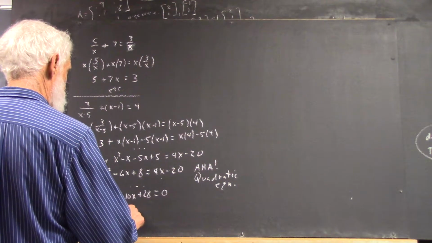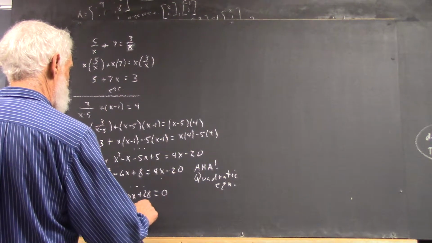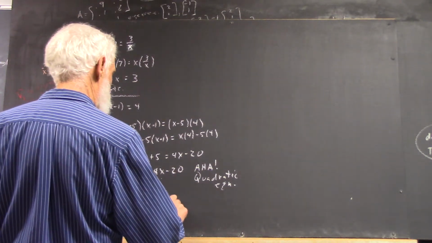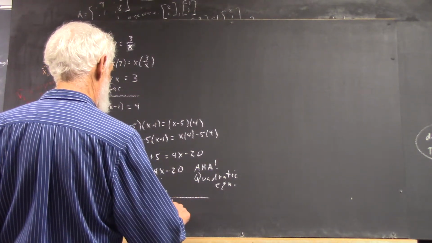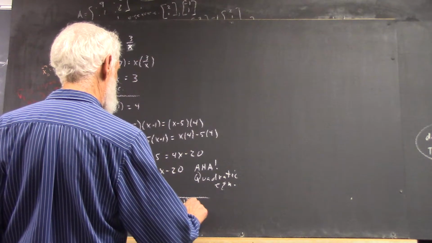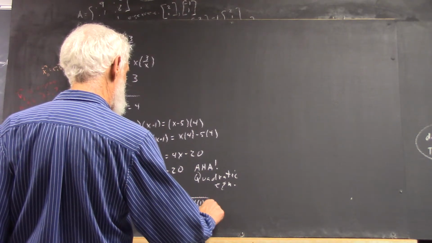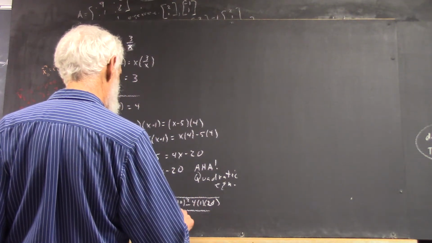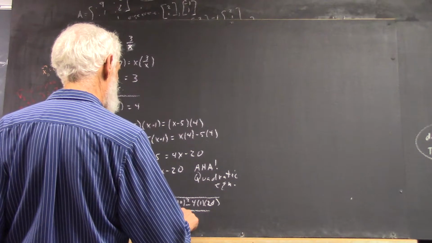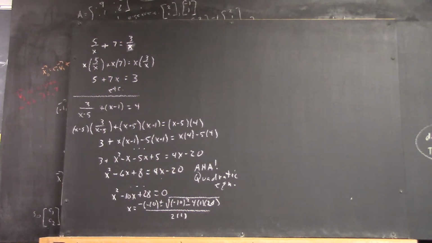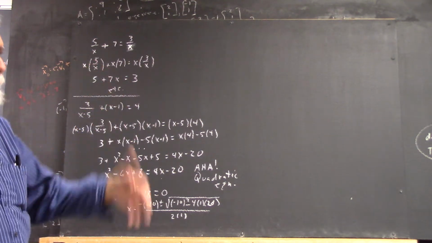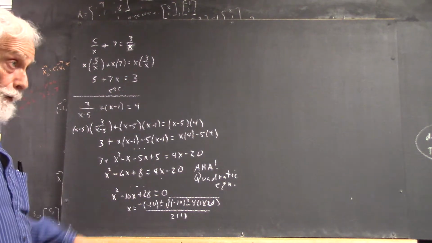So x equals negative of negative 10 plus or minus the square root of negative 10 squared minus 4 times 1 times 28, all divided by 2 times 1. And you know the quadratic formula. One thing you've got to be careful of: the quadratic formula is negative b plus or minus the square root of b squared minus 4ac, and all that, right?